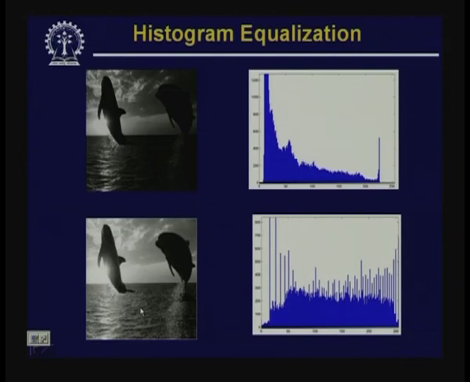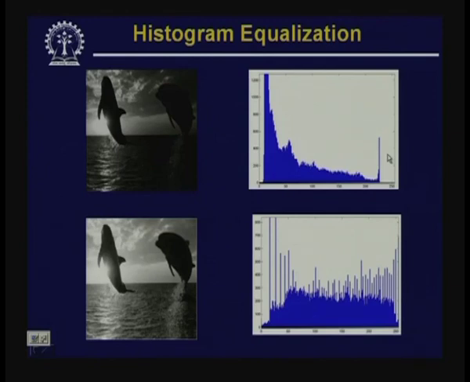So, here on the left hand side we have an image, and it is obvious that the contrast of this image is very, very poor. On the right hand side we have shown the histogram of this particular image, and here again you find from this histogram that most of the pixels in this image have intensities which are very close to 0, and there are very few pixels in this image which have higher intensity values.